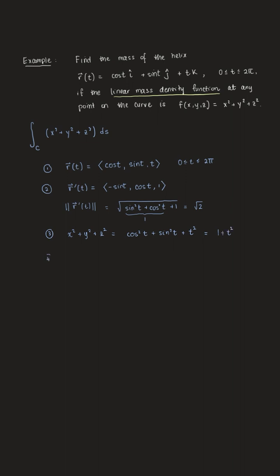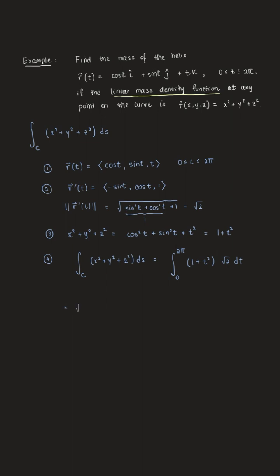And so now we can set up our integral over the curve of the function x squared plus y squared plus z squared, which was our linear mass density function, ds equals, in terms of t, we'll go from 0 to 2 pi. Our function in terms of t is written as 1 plus t squared, and our arc length differential is the square root of 2 dt. All right, we're ready to evaluate.